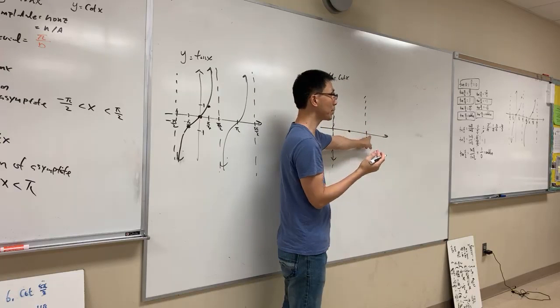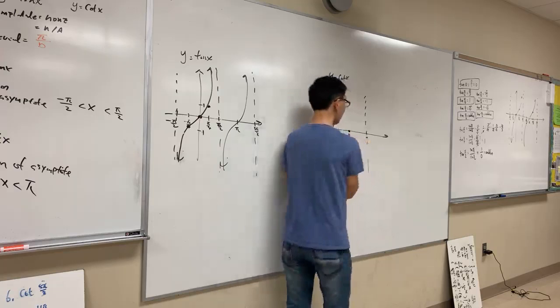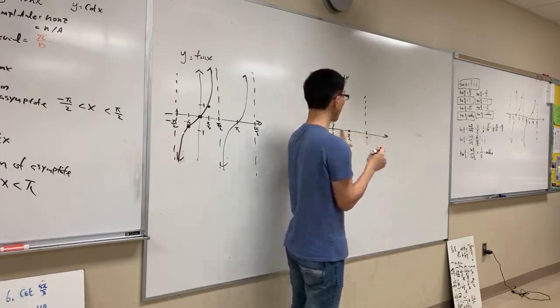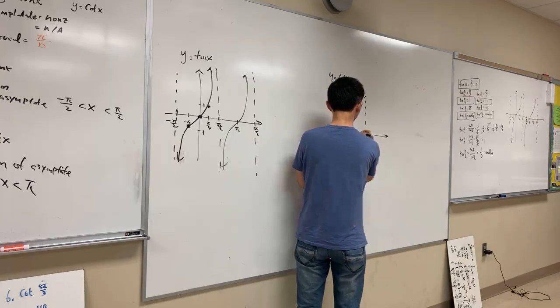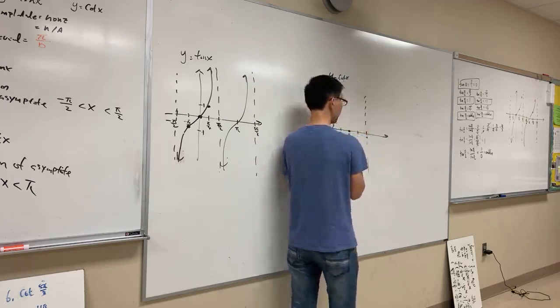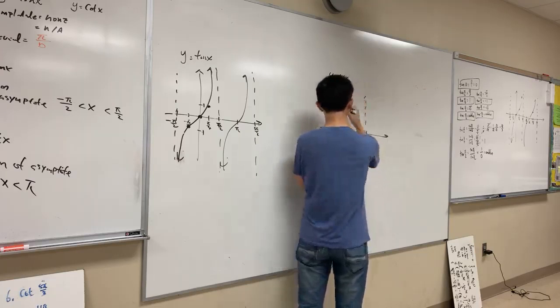You've got 2 points. What's the halfway? Pi over 2. What is the halfway of a halfway? Pi over 4. What do you think here? 3 pi over 4. So that's pretty much the whole thing.